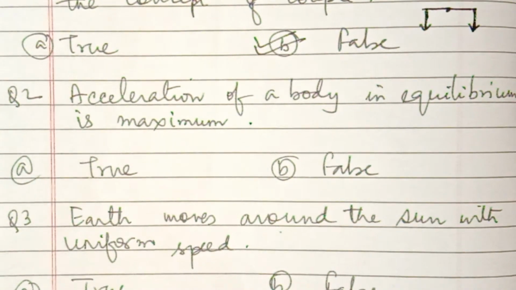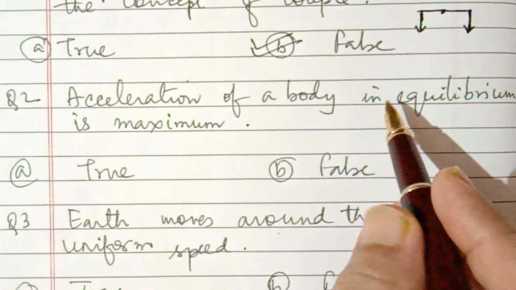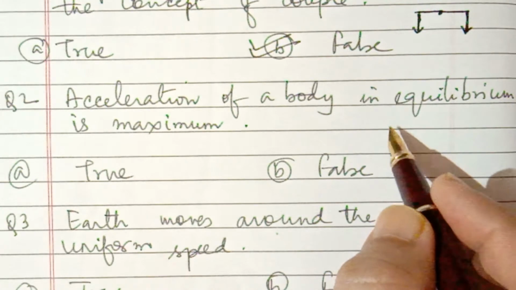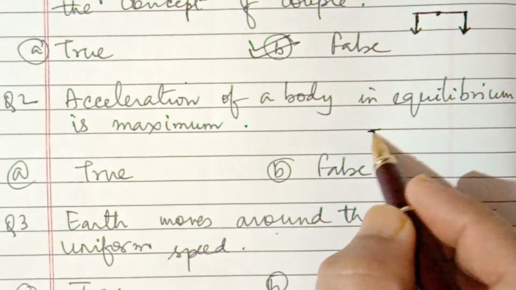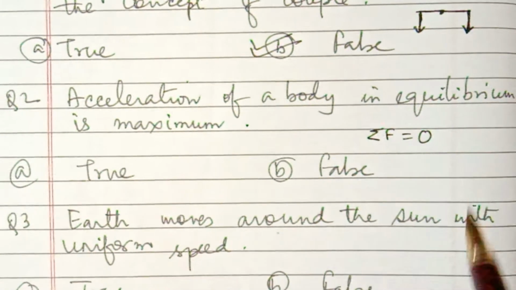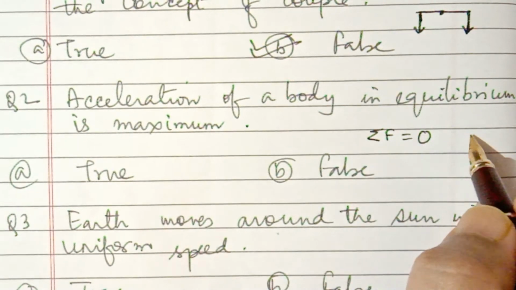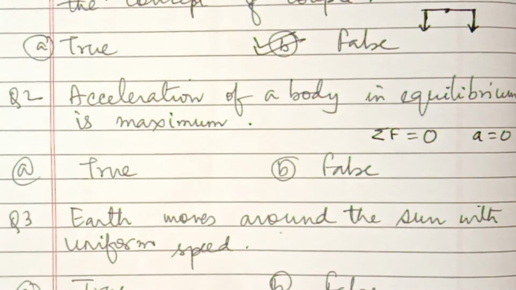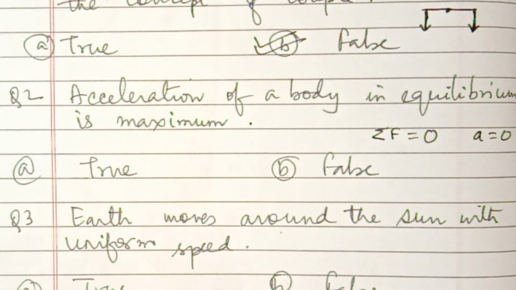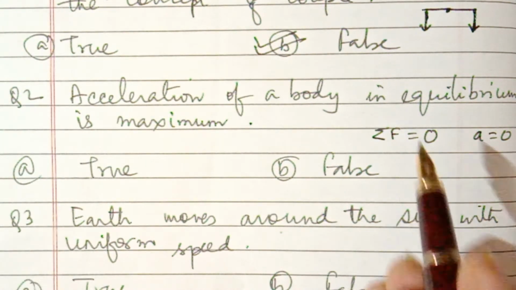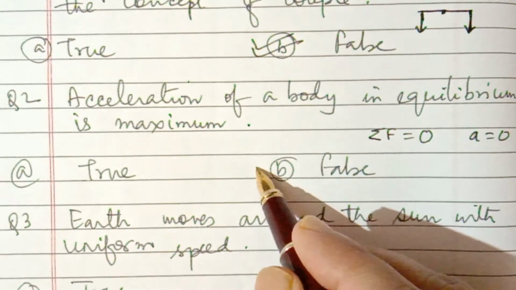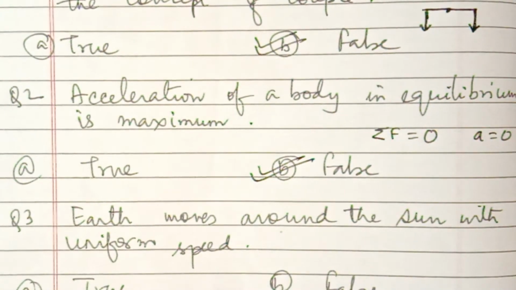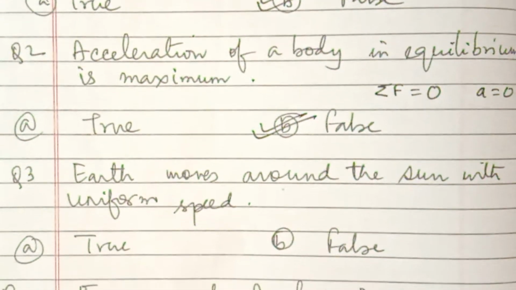So next question is, acceleration of a body in equilibrium is maximum. Okay, so true or false? So in equilibrium, net force is 0. So when there is no force, there will be no acceleration. So acceleration is 0 in a body in equilibrium. So it's false. So acceleration is 0, not maximum.